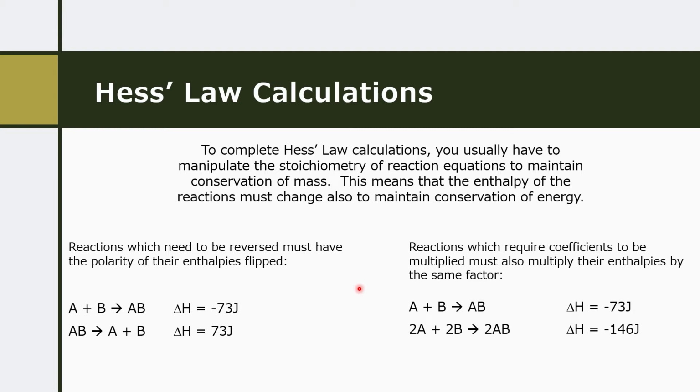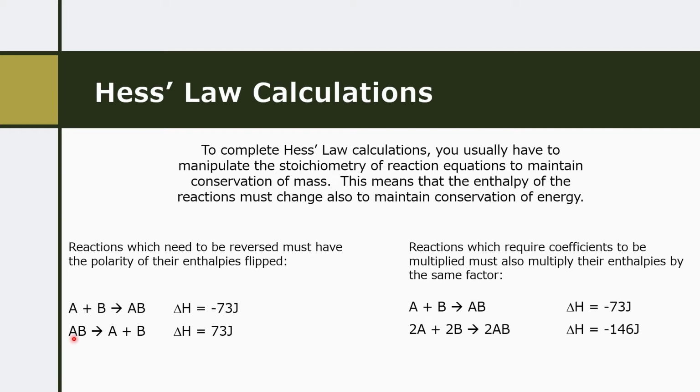But what I want to emphasize is that we may need to change the enthalpy of some of the data that we're given, some of the known values, because we need to manipulate what the equation looks like. So in this example on the left, what we can see is that to do the Hess's Law calculation correctly, we have flipped the reactants and products.